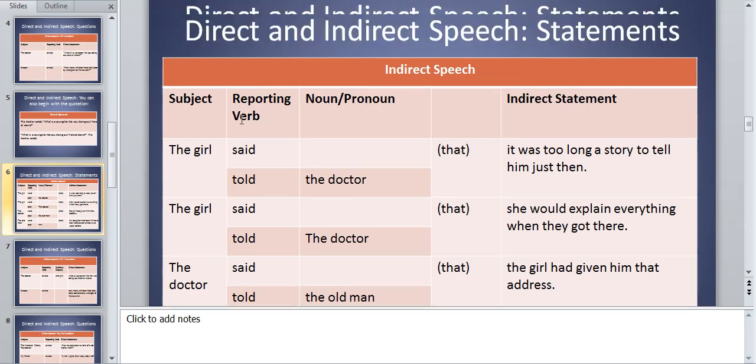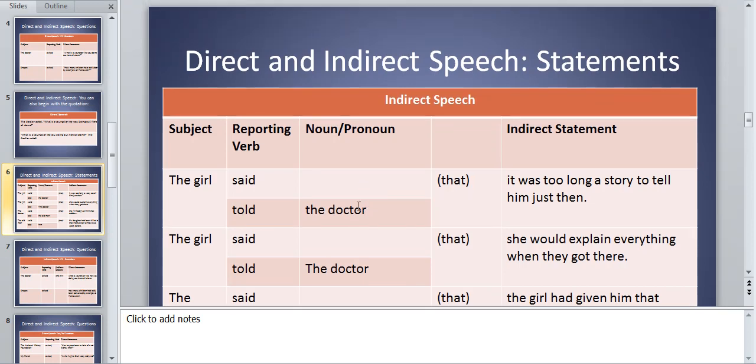But look at the difference, that when I use said, there's no indirect object here. But if I use tell or told, I have to say who. It's like it's transitive. I have to tell you who the girl said it to. So here there's no doctor. Here there's a doctor. That is optional. You can put it in or you can leave it out.